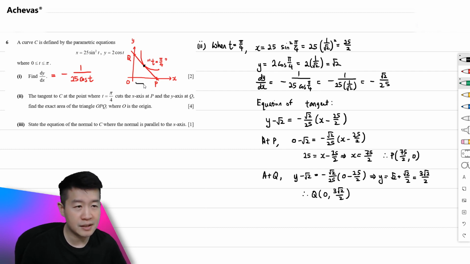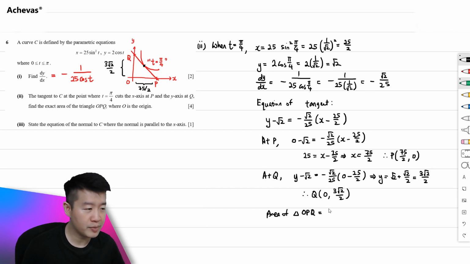This tells us that this distance here is 75 over 2. And this distance here is 3 square root of 2 over 2. So the area of the triangle OPQ, where the area of triangle OPQ will be half times base, 75 over 2 times height, 3 square root of 2 over 2. This is equal to 225 over 4 square root of 2.